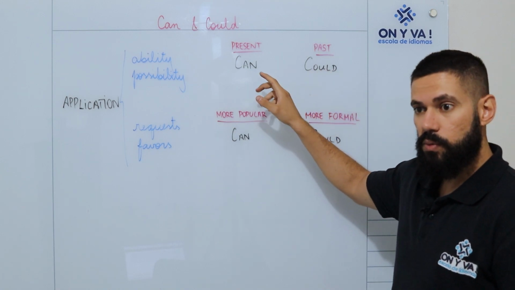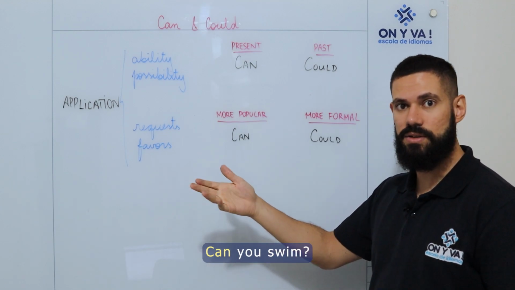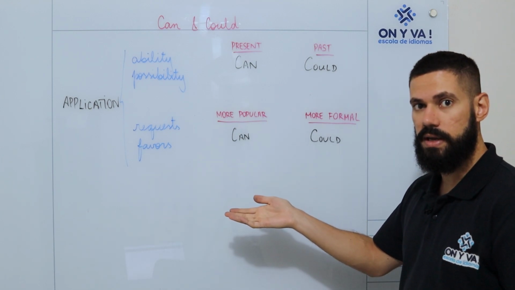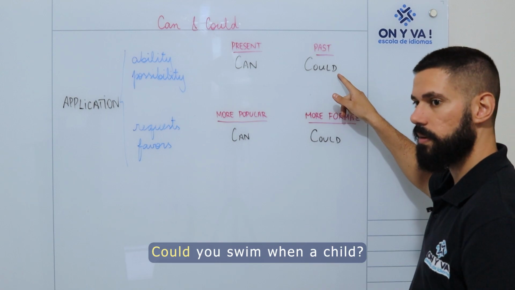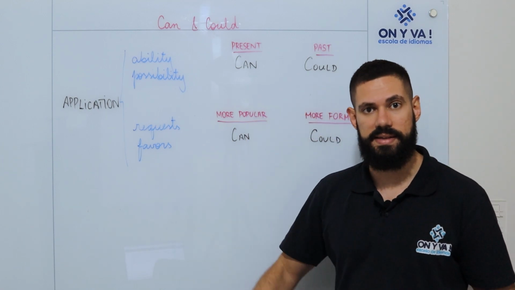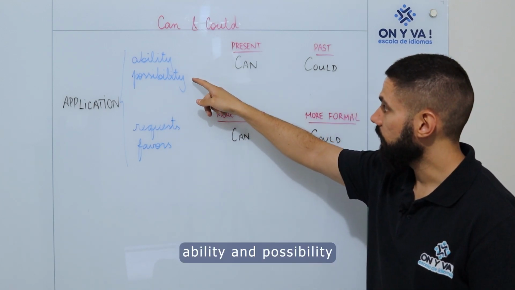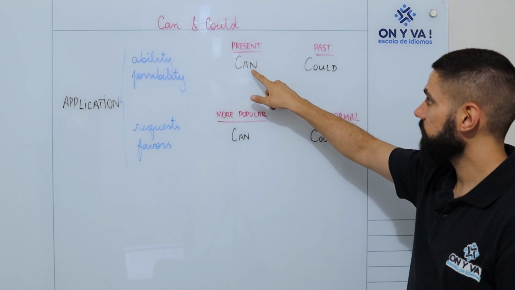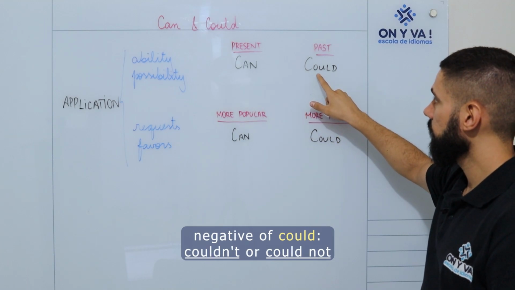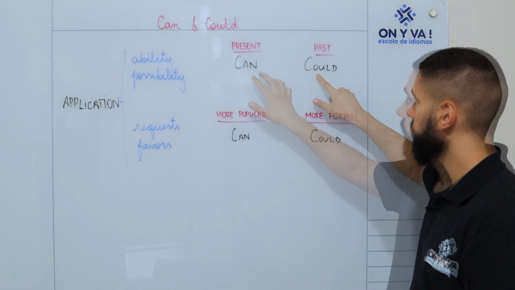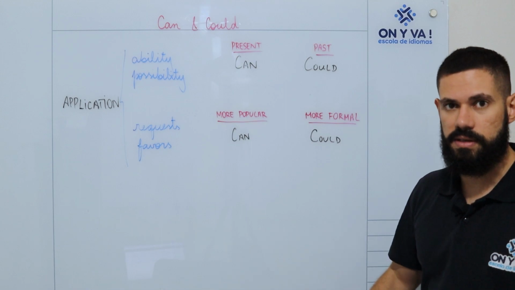To use them in a question, we put them before the subject, like, can you swim? Swim is the main verb, and this is a question. Can you swim? Or could you swim when a child? It's in the past. Okay, so in this case, to talk about ability and possibility, could is the past of can. The negative, can't or cannot, couldn't or could not, is also possible. In a question, can comes before the subject and could before the subject.